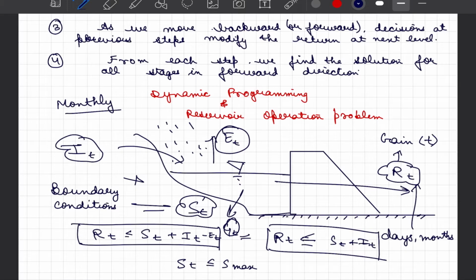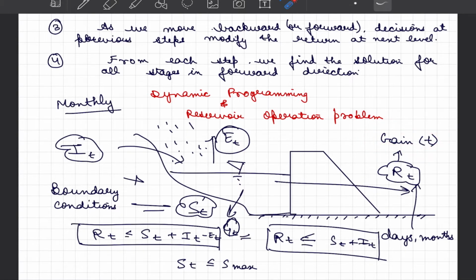Now, when we talk about the problems on reservoir operation, we are essentially looking to maximize our gains, and these gains will come whenever we release some water from the reservoir. So if this water, for example, in the month of June goes to farmers, they would grow the crops, and this crop is going to have some market value, and we say that that is the gain that we got by supplying some water to farmers.